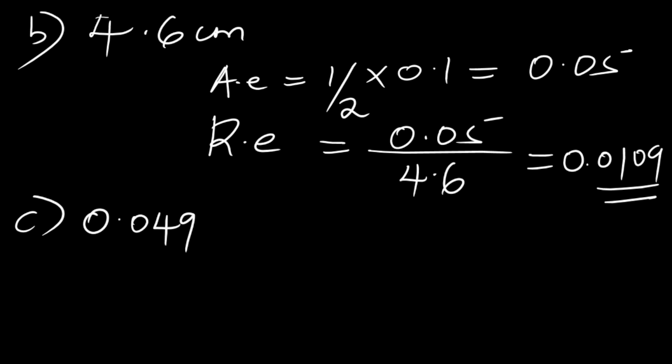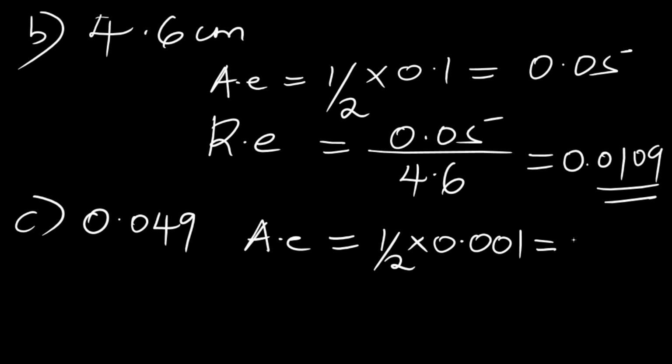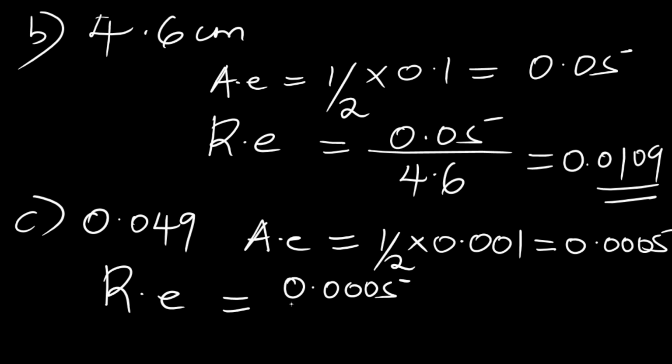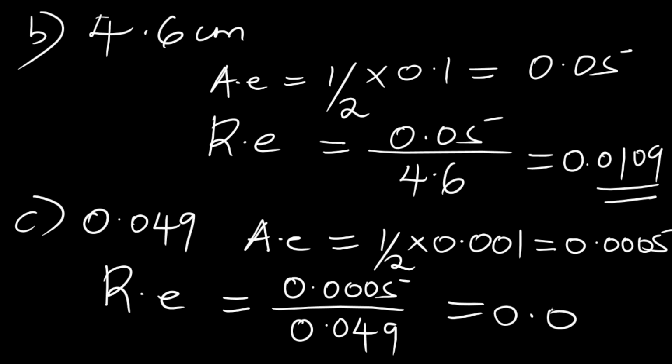Next example, 0.049. We start by getting the absolute error. Absolute error is given by half times the least unit of measurement. In 0.049, that is 0.001. So this will give 0.0005 as the absolute error. Therefore, relative error would be given by absolute error 0.0005 divided by the actual measurement 0.049. This will give 0.0102. I'm giving these answers correct to 4 significant figures. So that is basically how you calculate relative error.